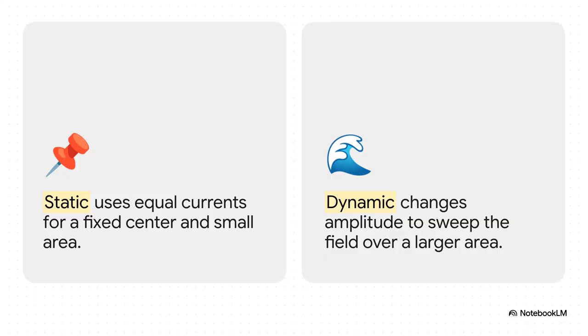And this right here brilliantly illustrates the massive difference between a static setup and a dynamic one. With static interference, your currents are exactly equal. The center remains entirely fixed, and you're basically treating a very small, highly concentrated area with zero movement. But with dynamic interference, which uses that amplitude modulation, the amplitude changes continuously. The center shifts, that therapeutic field sweeps back and forth, allowing you to cover a much larger treatment area without ever physically moving the electrodes on the patient's skin. It's a total game changer.